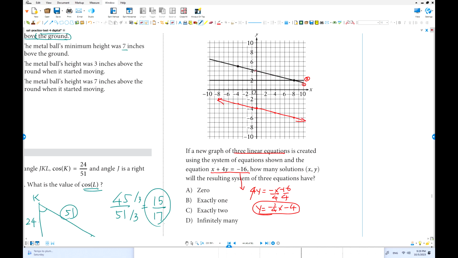Over here, this one too, right? The 4, 1, 4, 1, right? That is still slope is what? Negative 1. This also has a slope of negative 1. They are parallel. They never have a right intersection, okay?